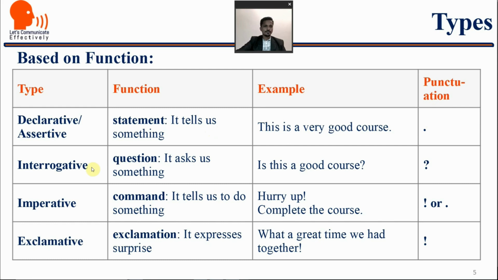full stop. Interrogative, it questions, it asks us something like is this a good course, and the question mark is the identification mark. Imperative is used for command and it tells us to do something like hurry up, complete the course, hurry up with exclamation, complete the course with full stop. Imperative is the only type of sentence which may use either of these two. Exclamative, exclamations, expresses surprise or sudden emotions like what a great time we had together.